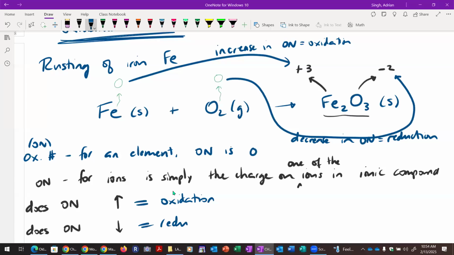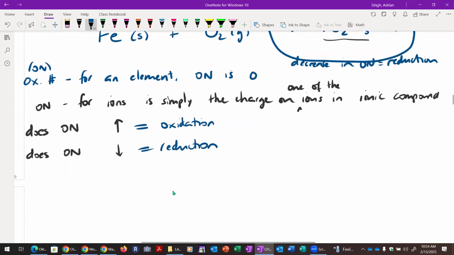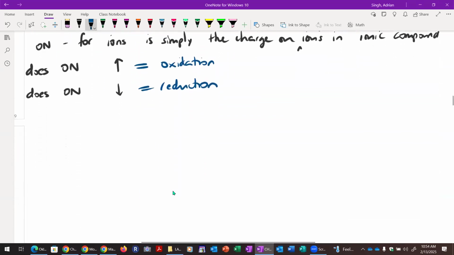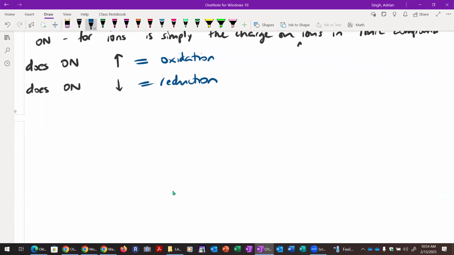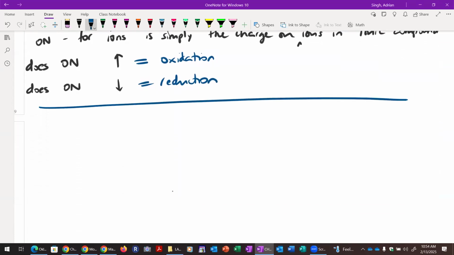Okay, and that's what we're looking at. If you cannot see the electrons themselves, you can look at the oxidation numbers to determine whether one is occurring compared to the other one. Okay, let's take a look at a couple other examples, maybe one other example at least.